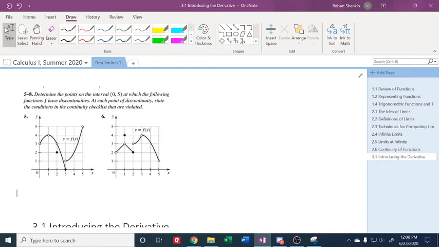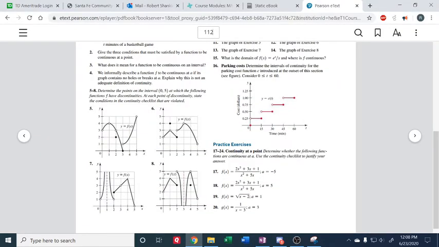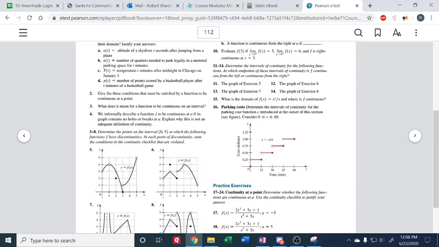It was supposed to be number 12, I think. Dominic was asking, it's using graph 5, but it's asking for what points are continuous and what does it continue on, the left or right? Yeah, for number 12, we're using graph 6, right? Oh, okay. So we're doing the right graph. Determine the intervals of continuity for the following. At which endpoints of these intervals of continuity is f continuous from the left or continuous from the right? Okay.